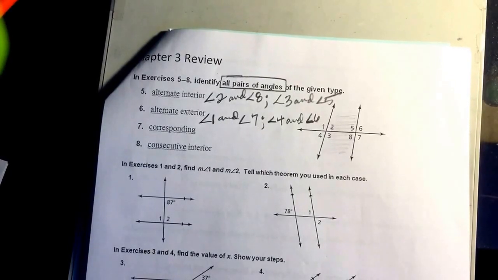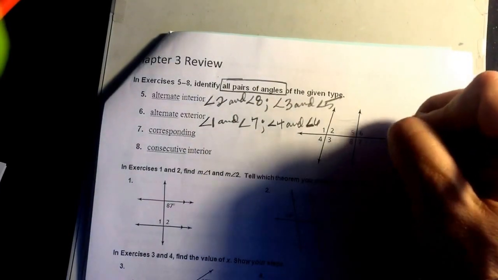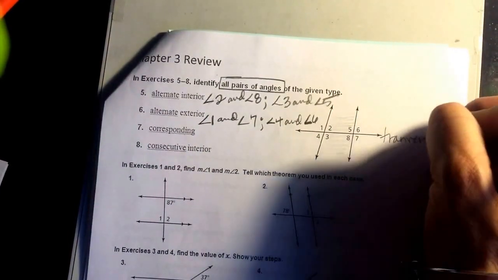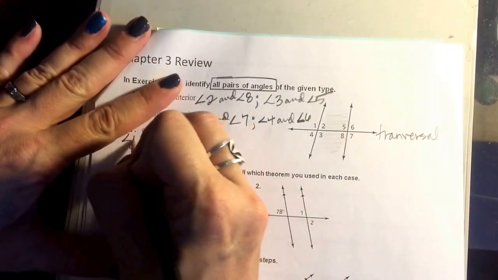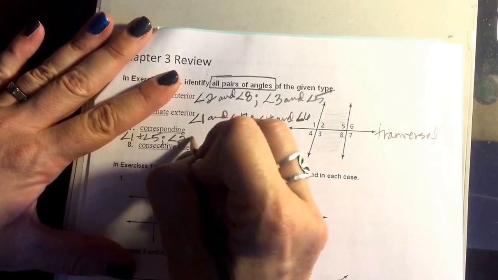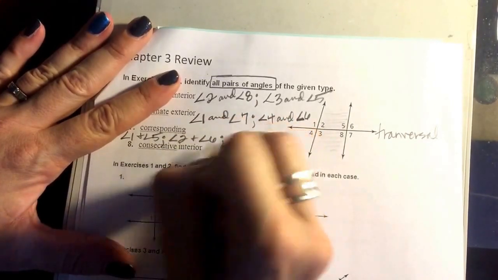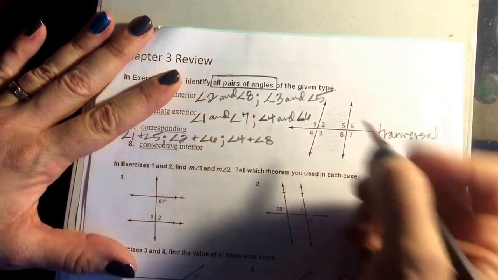Corresponding. Corresponding angles sit in the same place related to this line right here that we refer to as a transversal. Angle 1 and angle 5. Angle 2 and angle 6. 4 and 8. 3 and 7.